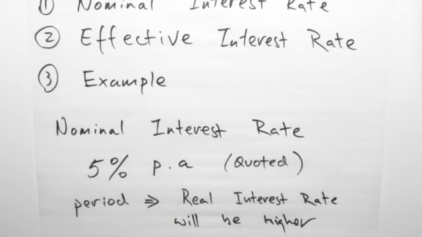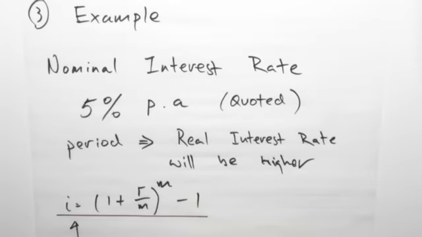Okay, so what we need to do is introduce a new concept, the concept of effective interest rate. What the effective interest rate does is that it contains this effect of compounding when the period is less than 1 year. And we can determine the effective interest rate by using this equation.